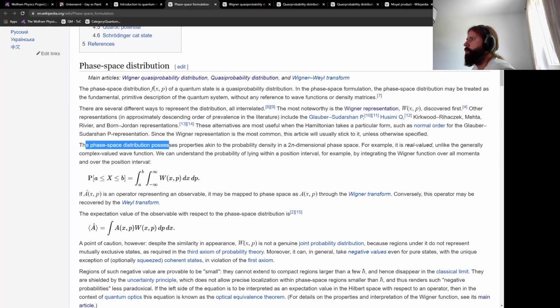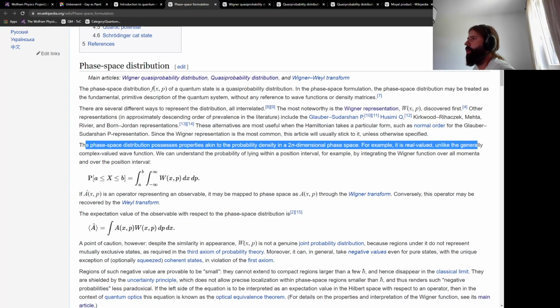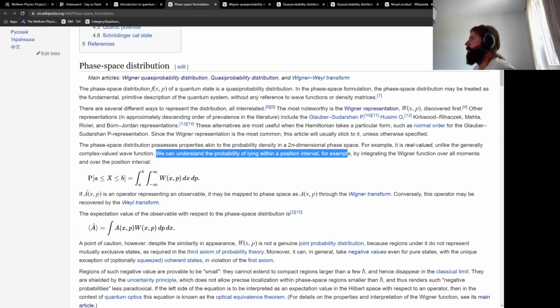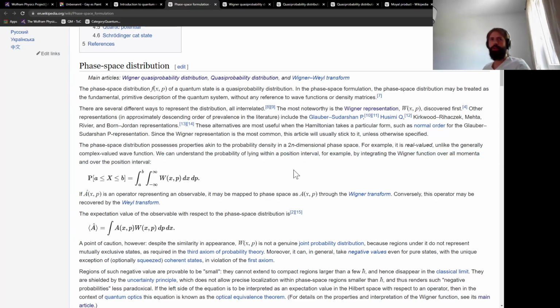The phase space distribution possesses properties akin to the probability density in a 2n dimensional phase space. For example, it is real valued, unlike the general complex value of the wave function. We can understand the probability of lying within a position interval, for example, by integrating the Wigner function over all momenta and over the position interval. So you integrate a specific region and you get the probability.